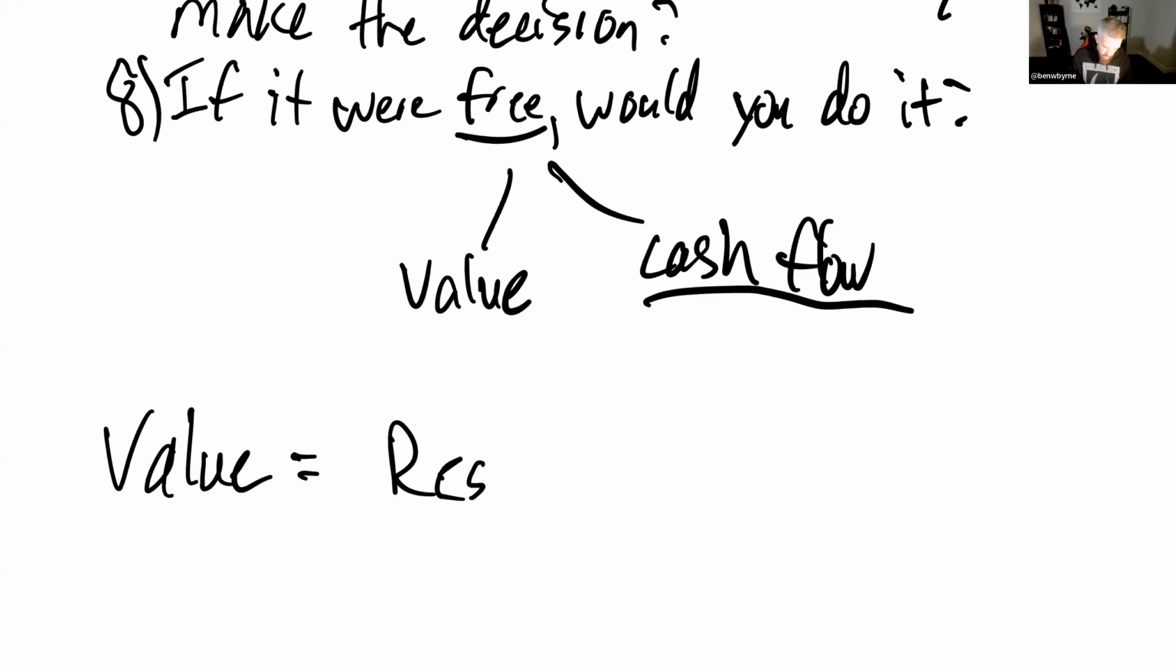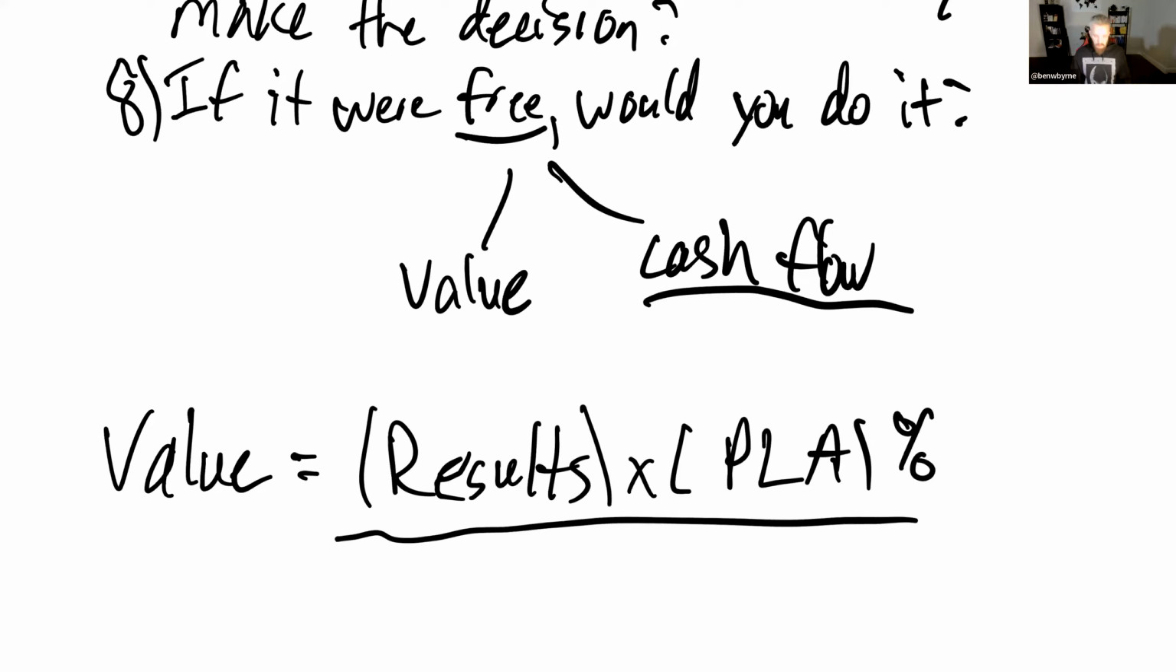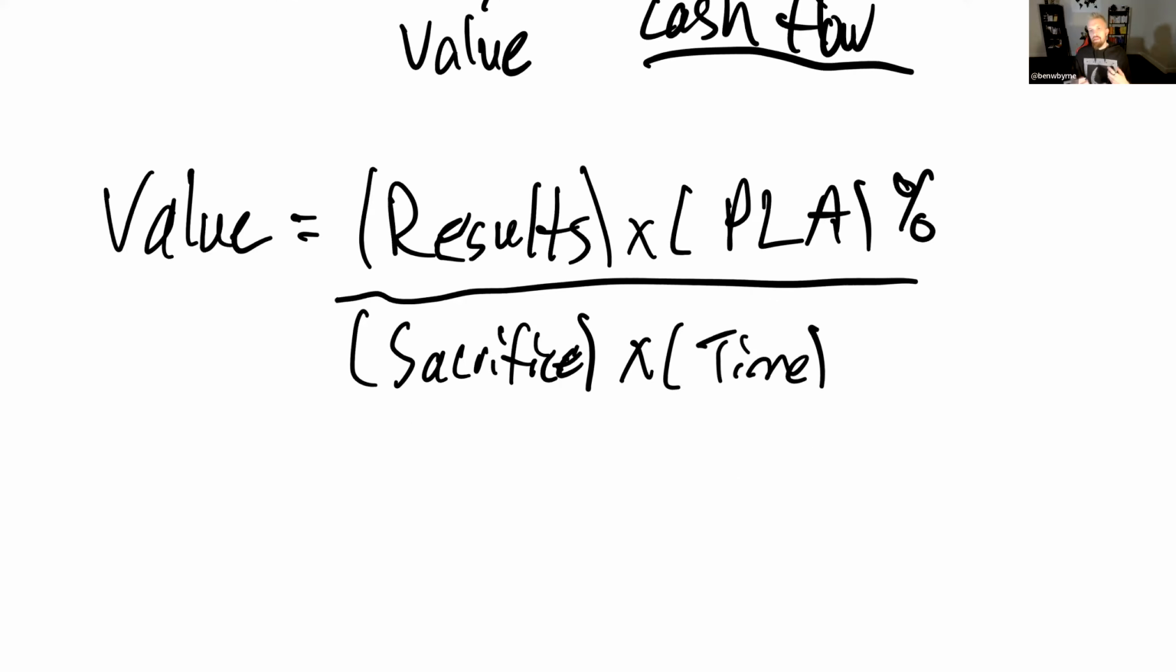So what is the value equation? It's the results times the PLA, which is the perceived likelihood of achievement. In other words, their percentage. What percent chance do you think you will hit this result? I'll show you what we're going to do with this. And then we divide that by the sacrifice or the effort needed to reach said result times the time it will take to get there. And so everything we're doing in our pitch should be to increase the top and to decrease the bottom.